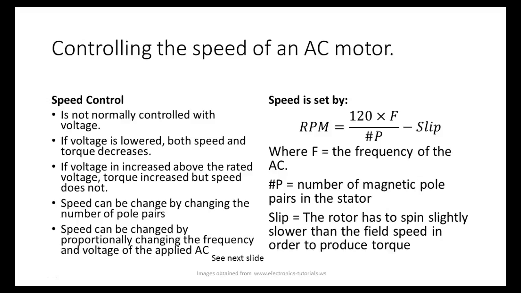These are called induction motors, so the rotor can never run at the same speed as the field. The speed of the rotor is 120 times the frequency, divided by the number of poles, minus the slip, how much slip the motor has. So every induction motor has to have what? Slip.